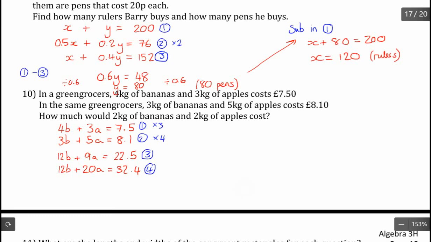And we're going to do equation 4, take away equation 3 to eliminate the B's. So that will leave 11A is equal to £9.90 or 9.9. So A is equal to 0.9, or 90p. So 90p per kilogram of apples. That's what we just found out there.